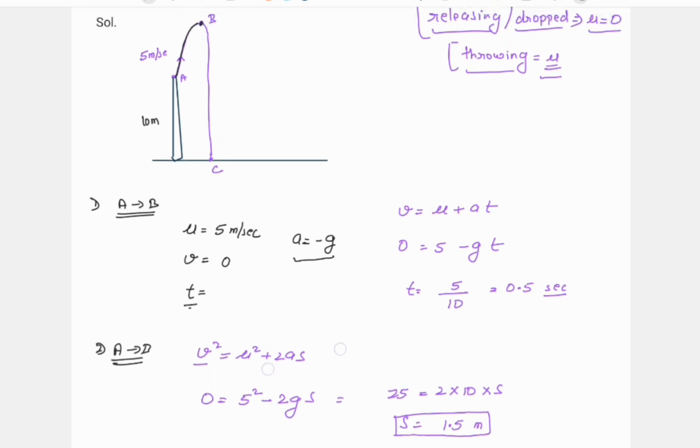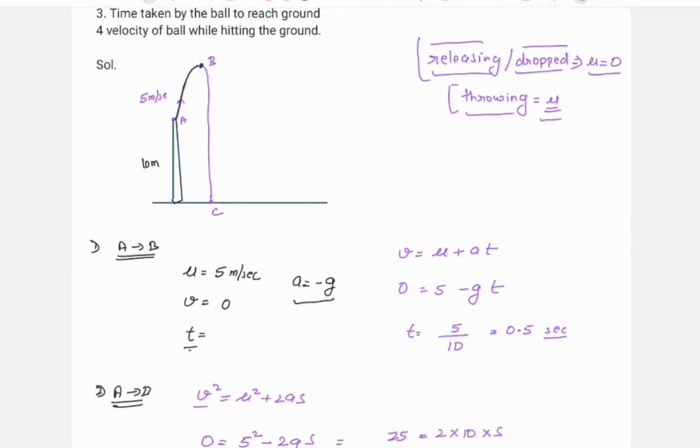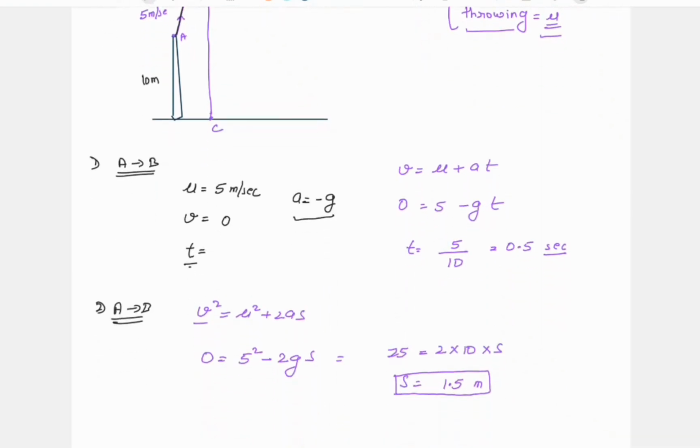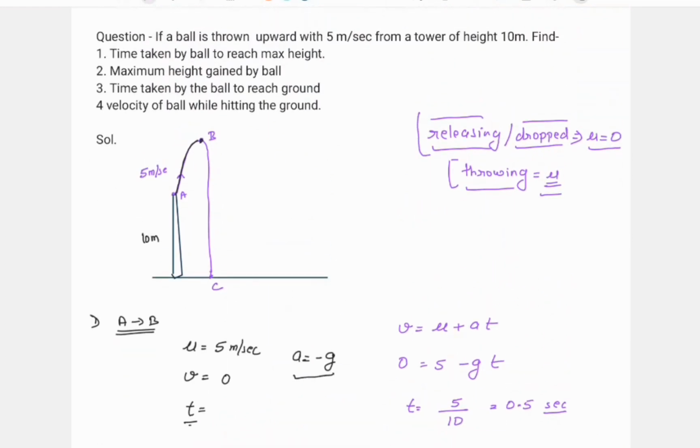Then what is the maximum height of the ball from the ground? It's going to be 1.25 plus 10. If it is asking for the maximum height of the ball from the ground, it is going to be 1.25 plus 10. But it is asking for the maximum height gained by the ball. The maximum height gained by the ball is 1.25 meter.